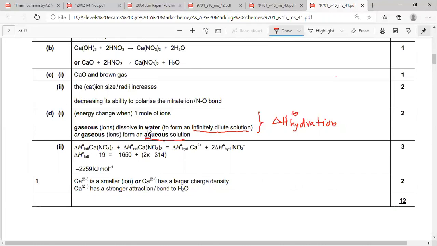As you put water inside, the heat will change. You put some more water, the heat will change, until the point where the heat won't change anymore. That's called infinite dilution.